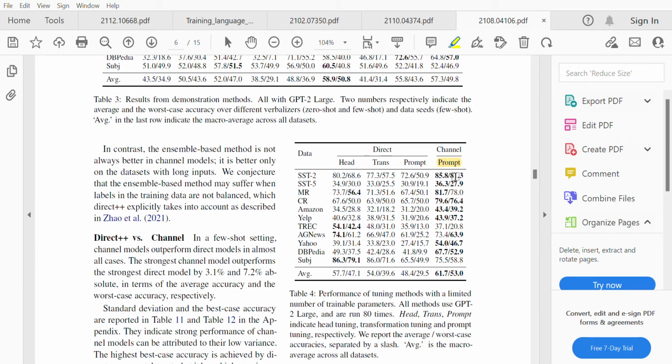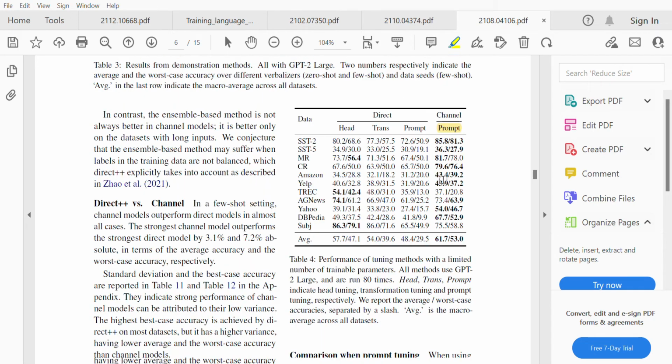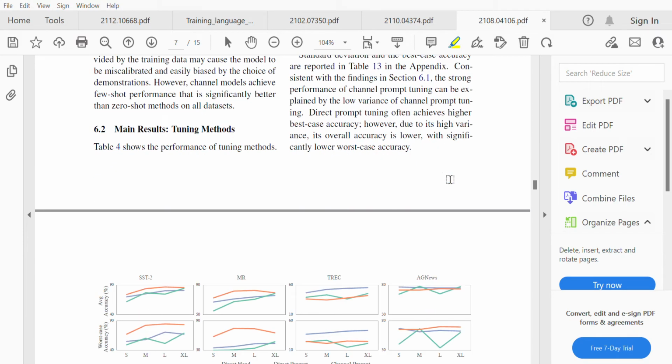They're specifically looking at prompt tuning as their preferred method for the channel method, and they show that on the whole it is going to do better than a direct training method. So that further gives credence to the idea that their model is good.